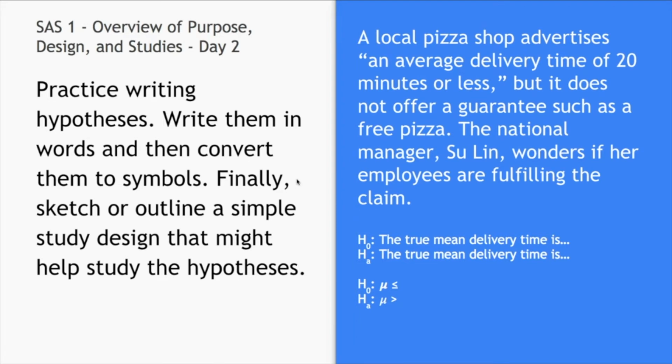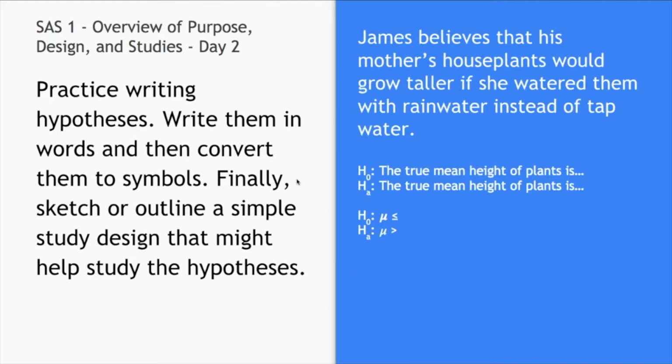So let's look at the null hypothesis. The null hypothesis means that the claim is true. The true mean delivery time is, and their claim is that it is less than 20 minutes. And the true mean delivery time alternatively would be more than 20 minutes. So the true mean delivery time would be 20 minutes or less, and the true mean delivery time for the alternative hypothesis would be greater than 20 minutes, correct?